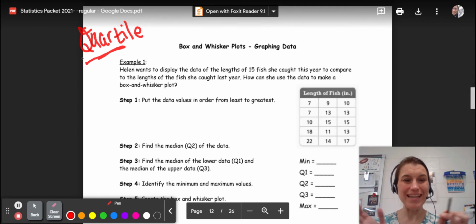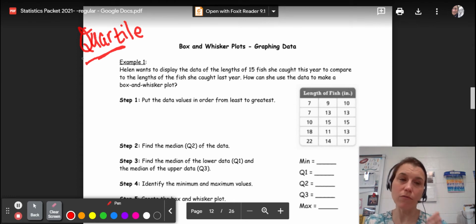So what we're going to do is we're going to take the data and break it up into four equal parts, so that we can analyze the data and display it. So we kind of see what's the greater half, what's the lesser half, what's the greatest quarter, the least quarter. So we can analyze the way the data fits, and it helps us make predictions and helps us to talk about the data. So let's look at this example with Helen and her fish.